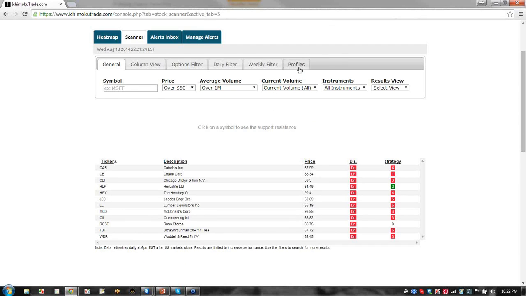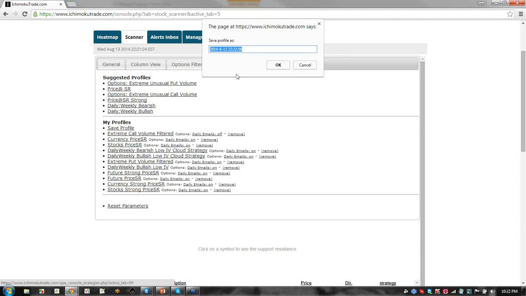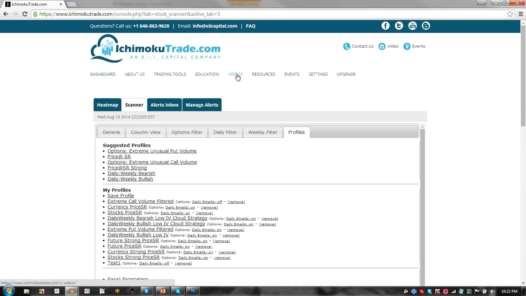Okay. Now, let's say I want to save this. I have all these things configured in my view. I can come here to the profile, and these are all my profiles that I have saved myself. I'm going to click on here and say Save Profile, and I'm going to say this is Test 1. Everyone okay with that? So you now have the ability for Test 1.